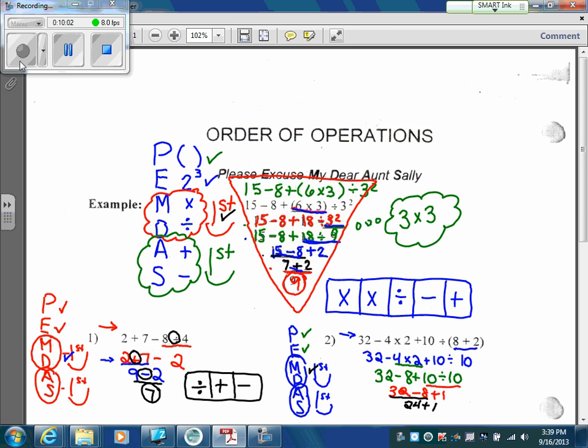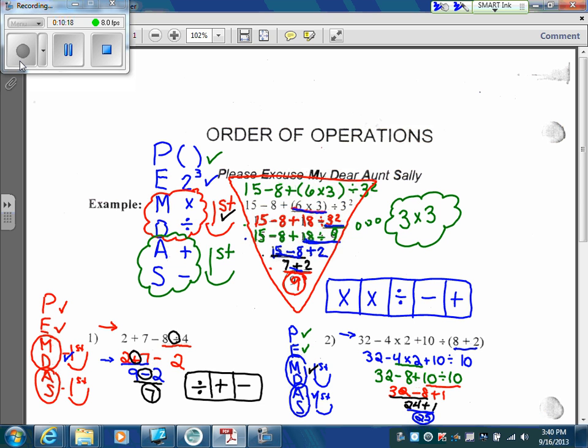Bring down what you have not used. Scan again, left to right. I'm still in add, subtract. I'm going to stop because I see addition. Add them up, and I'm down to my answer of 25, and I'm done with add, subtract.